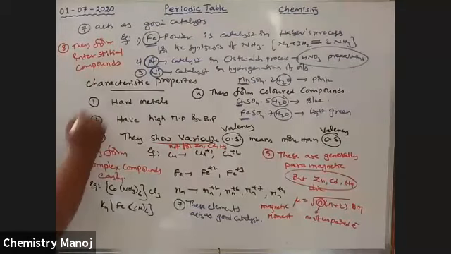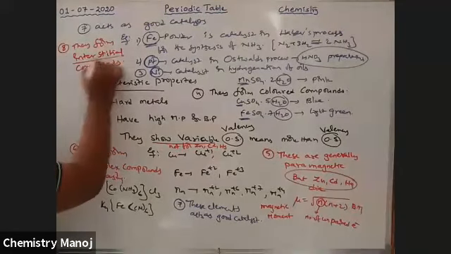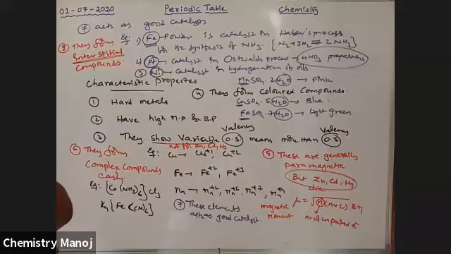They form interstitial compounds. Interstitial compounds means non-stoichiometric compounds, nothing but unbalanced compounds, where the rules are not obeyed. These are violated. So this type of compound is called an interstitial compound.